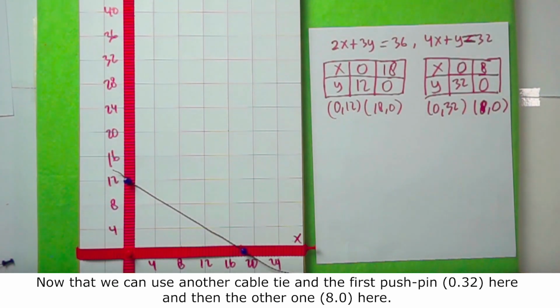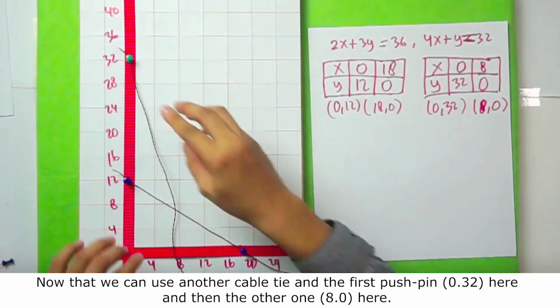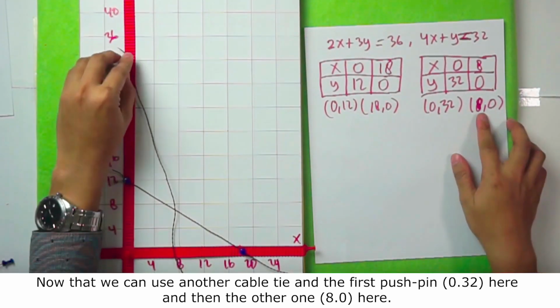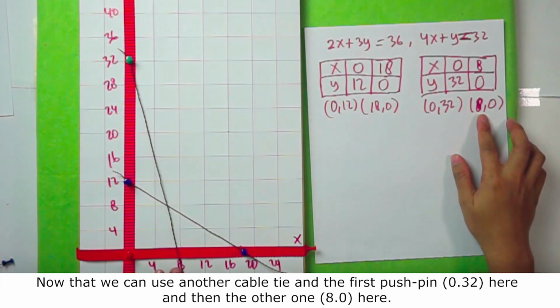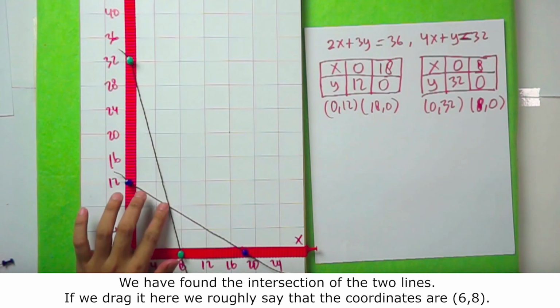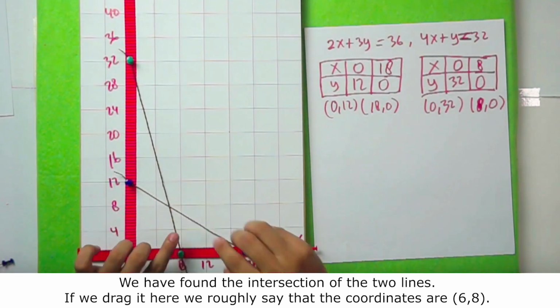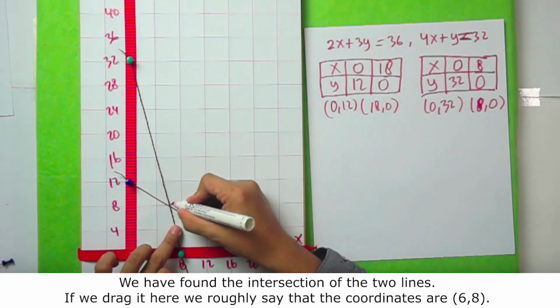Now we can use another cable tie and the first push pin, 0, 32. Then the other one, 8, 0. We have found the intersection of the two lines. If we drag it here, we roughly say that the coordinates are 6, 8.